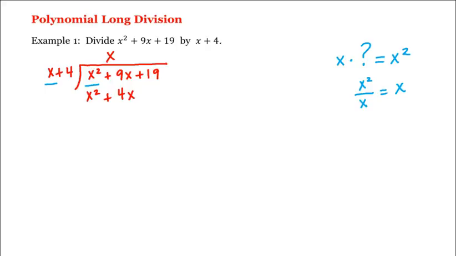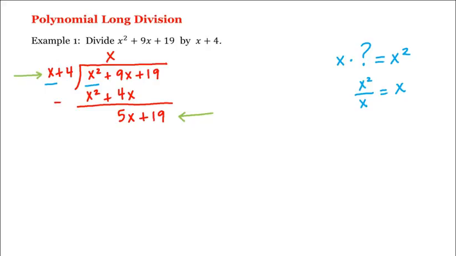And then just like when we divide numbers, we now subtract. X squared minus x squared is 0. 9x minus 4x is 5x. And we still have this plus 19 here. Now, are we done? We're not, because the degree of this is not less than the degree of this. So we continue until the degree is smaller than the degree of the divisor.